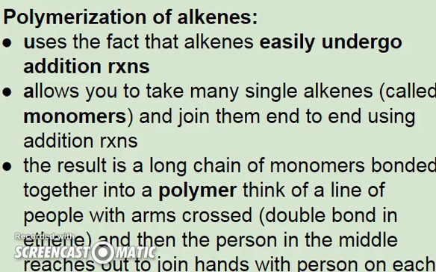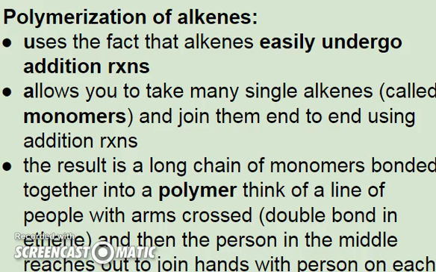Moving on to polymers, the fact that alkenes easily undergo addition reactions allows you to take a lot of single alkenes, which we call monomers, and join them end to end to end. You get these ongoing addition reactions where monomers keep adding to each end, and you end up with a potentially humongous chain of monomers, which we then call a polymer.